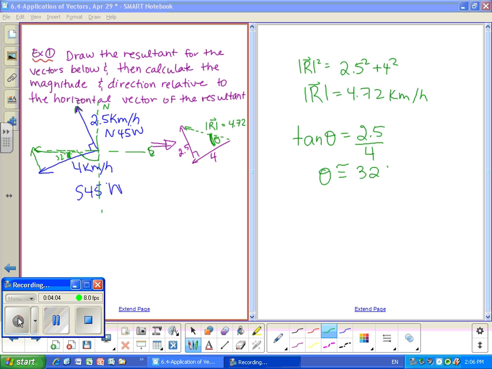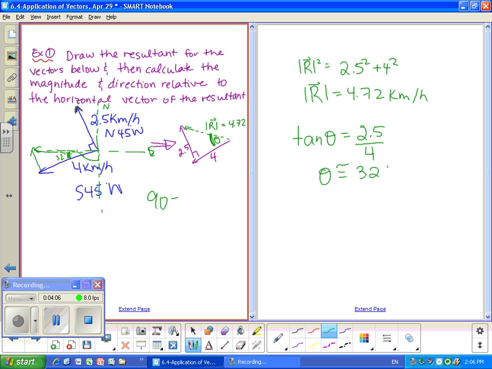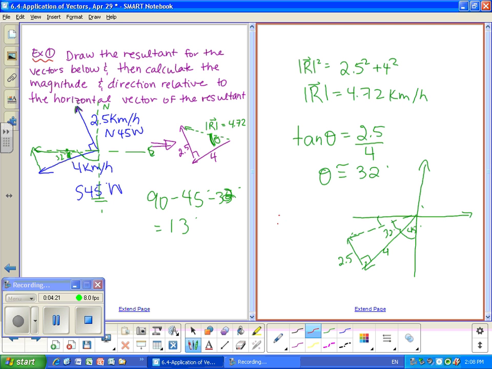So we take the 90, and we subtract the initial 45 from here. We subtract the 32 that we just found, and we end up with 13, which is this small sliver in here. So when we write it, we can say, therefore, at a speed of 4.72 kilometers per hour, we are moving west, and then 13 degrees below the horizontal.